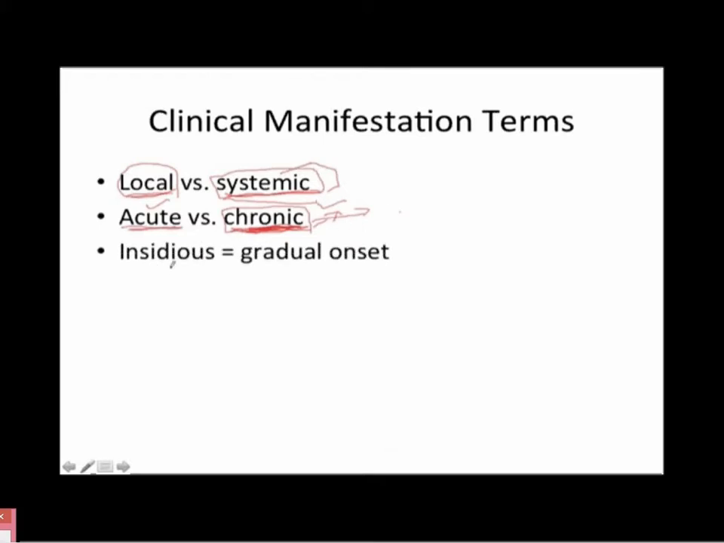Insidious basically means gradual onset, and not just gradual onset, but cumulative effects. A good example of this would be stress. Now, stress isn't always a bad thing. There is such a thing as good stress, which we'll talk about later on. But in general, when you hear the word stress, you think bad things. Like a job is stressing me out, a relationship is stressing me out, financial woes are stressing me out, all of the above.